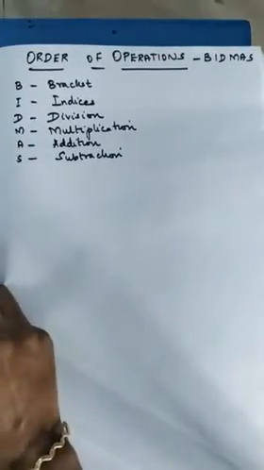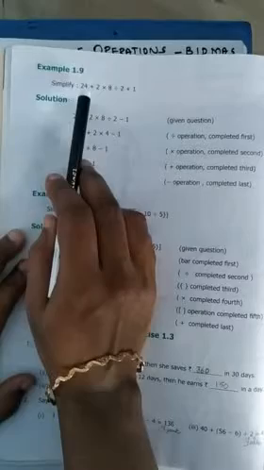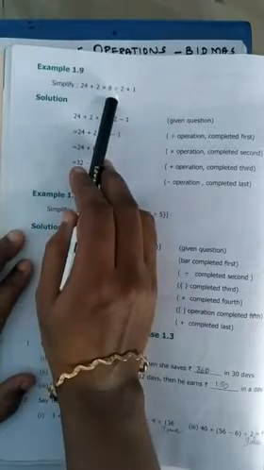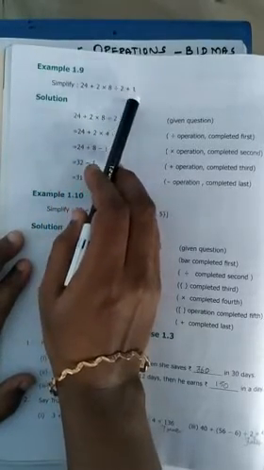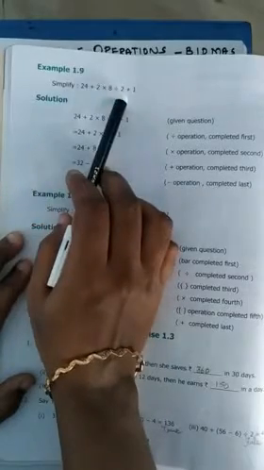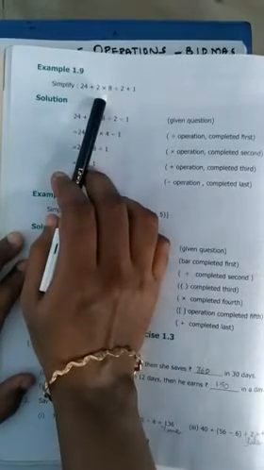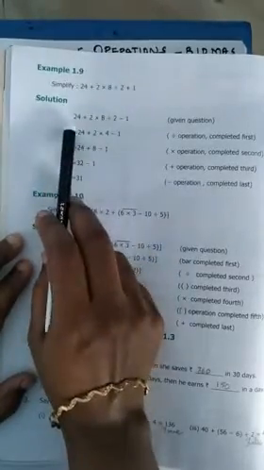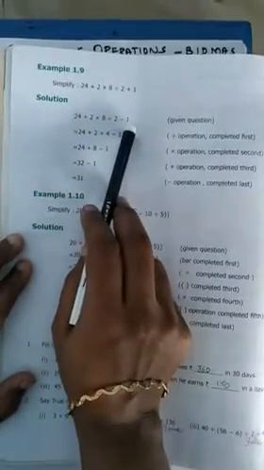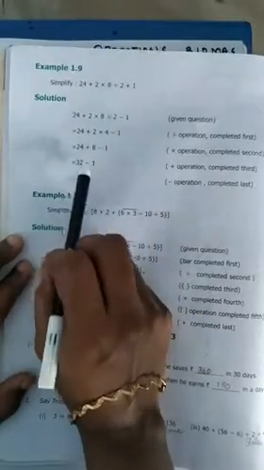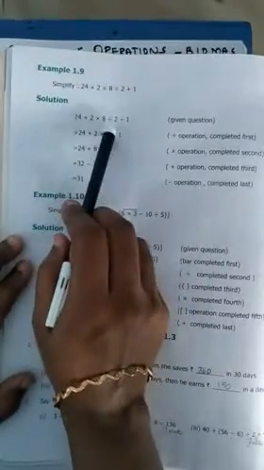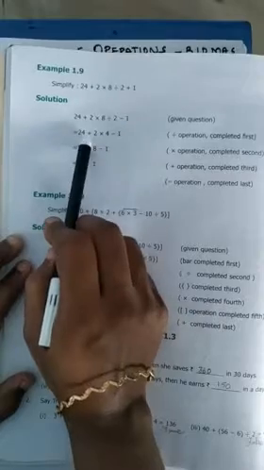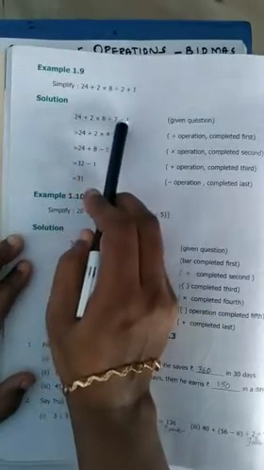Now with this input we will see this example which is given. They have simply given: simplify 24 plus 2 into 8 divided by 2 plus 1. They have not given any brackets. So first we have to use the rule BIDMAS. First you write the question as it is. Then which operation should be taken first? There is no bracket, there is no indices. So in that case we go directly to the division. So division, 8 divided by 2.